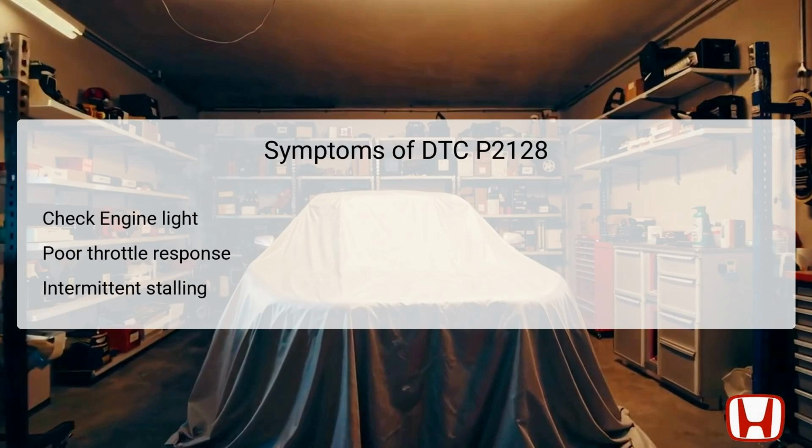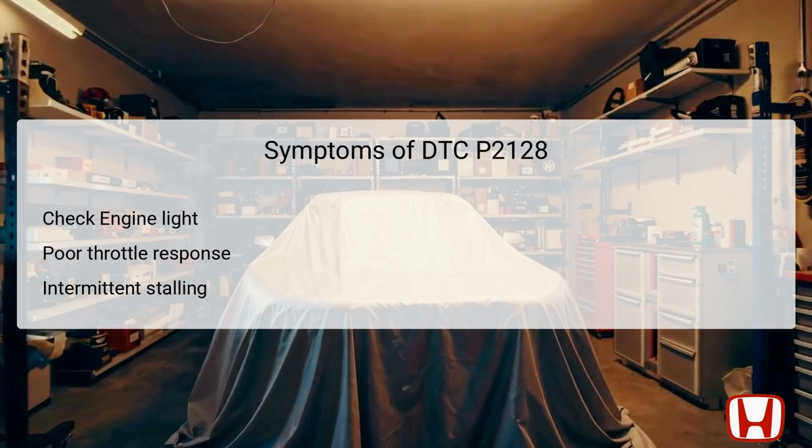When the P2128 code is present, various symptoms may be exhibited by the vehicle. One of the most noticeable indications is the illumination of the check engine light on the dashboard. Drivers may also experience poor throttle response as the ECM struggles to manage engine power with incorrect signals from the APP sensor. In some cases, vehicles may stall intermittently, particularly during acceleration or deceleration. Additional symptoms may include difficulty in engine idling and erratic acceleration.